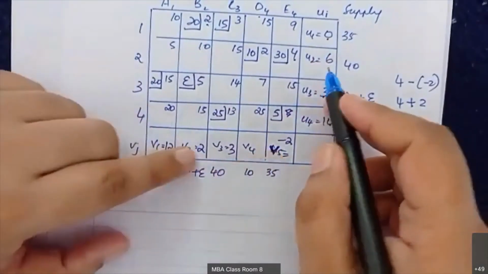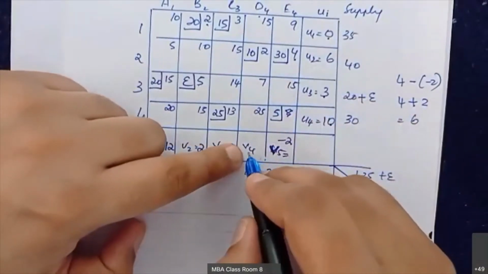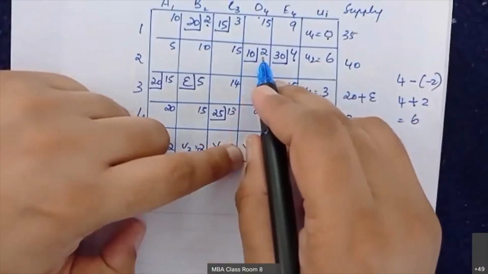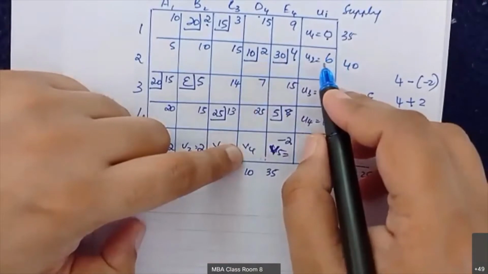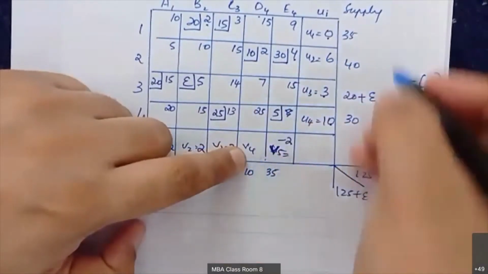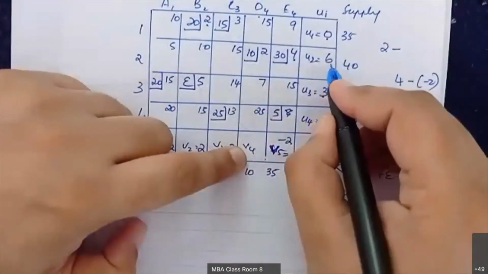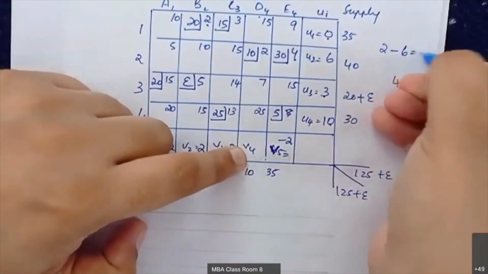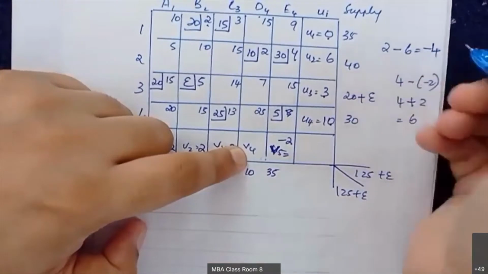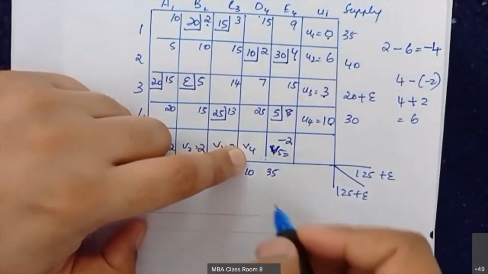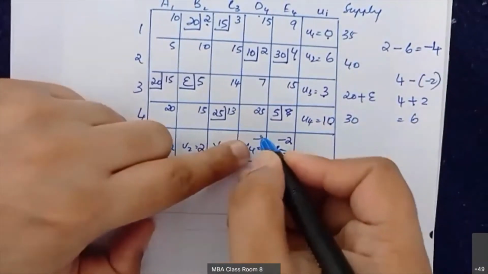Next we need to find the value of V4. Here I have the cost 2. I have the U2 value as 6. So what will be V4? It is cost, 2, minus the value 6. So that will become minus 4. So V4 value will become minus 4.